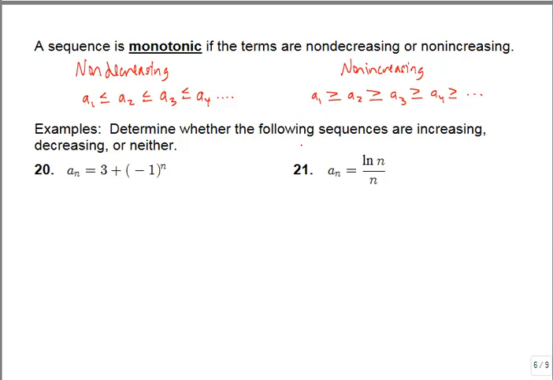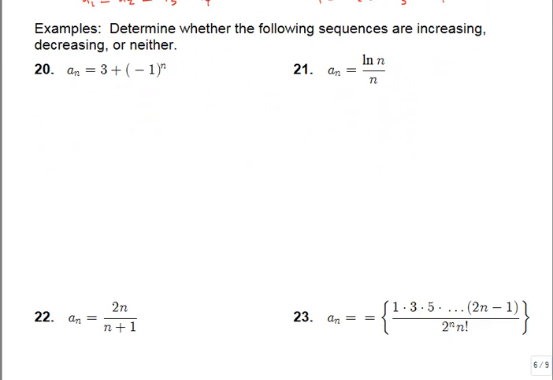Now to determine whether a sequence is increasing, decreasing, or neither, we're just going to look at some of those terms. So if we have a sub n equals 3 plus negative 1 to the n, let's make a table of some of these terms. If n is 1, that's odd, so we'll be using a negative here. 3 plus negative 1 would be 2. If n is 2, that's even, so this becomes positive. 3 plus 1 would be 4.